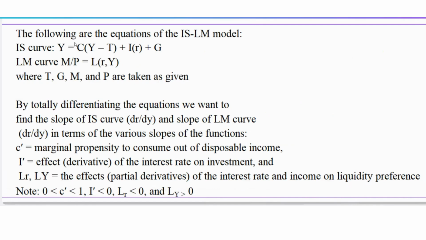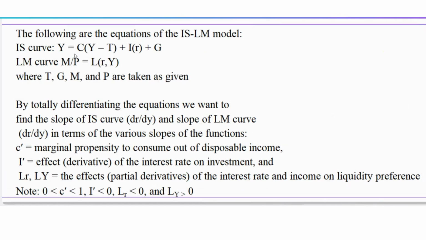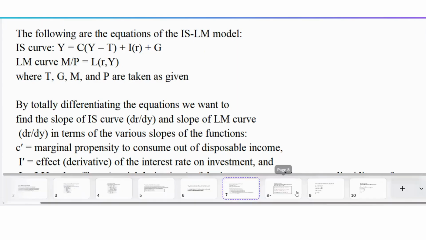So in such an IS-LM model, where we don't have these functional forms, we want to find the slopes of the IS and LM curves in terms of the slopes of the various functions. We'll find the slope in terms of C prime, which is the MPC out of disposable income, in terms of I prime, which is the derivative of investment with respect to the interest rate, and in terms of L_R and L_Y, which are just the partial derivatives of money demand with respect to R and Y. So in such a model, where you don't know exactly what C, I, or L is, we will use total differentiation to find the slopes in terms of the slopes of the various functions.